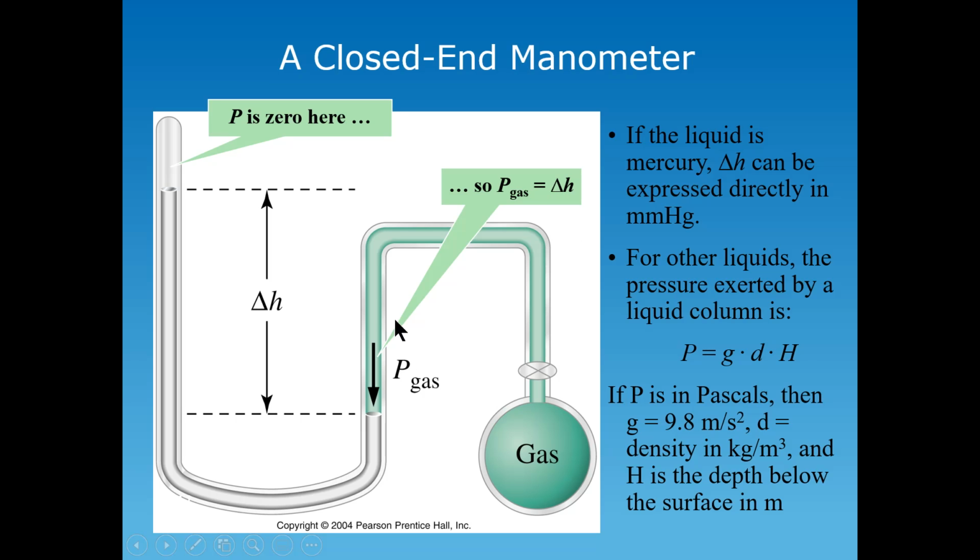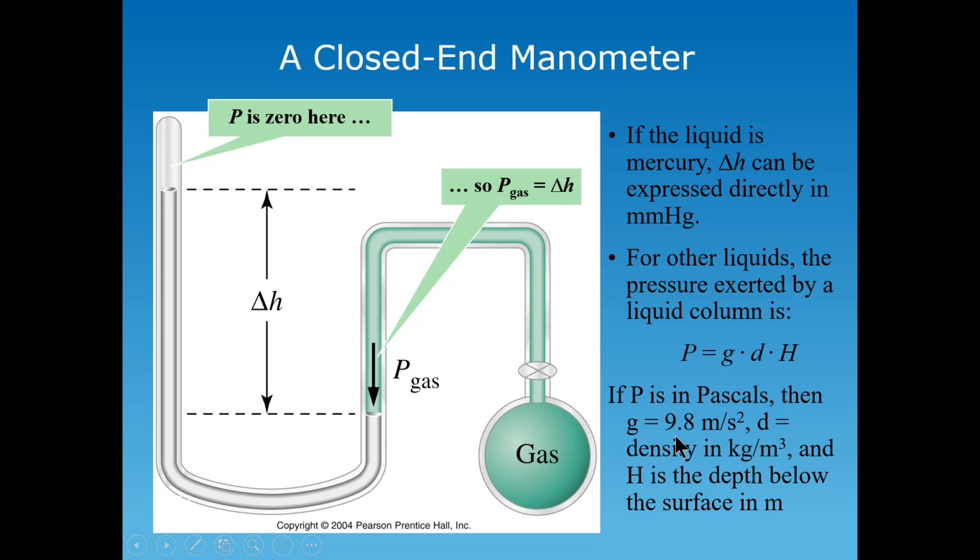So we can express the pressure of the gas directly in terms of millimeters of mercury represented by that height difference. Another way of expressing the pressure is by using this equation here to calculate it if you're trying to get the pressure expressed in pascals. This is the equation that is used to calculate the pressure in pascals.